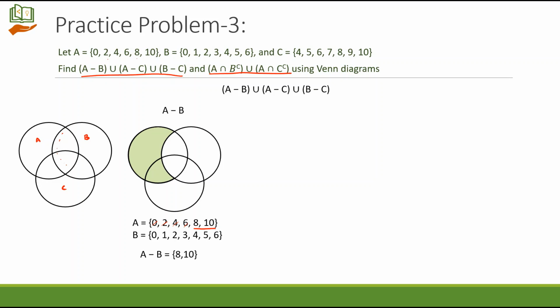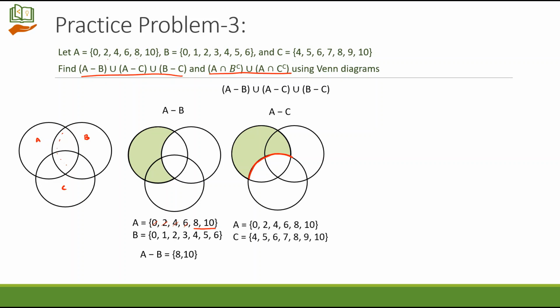Next we will move on to A minus C. It will not cross this border. So this is A minus C. Let's take the sets. A is equal to 0, 2, 4, 6, 8, 10 and C is equal to 4, 5, 6, 7, 8, 9, 10. So we have to find A minus C. 4 is there, 6 is there, 8 is there, 10 is there. A minus C is equal to 0, 2.